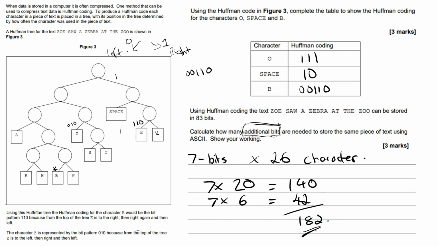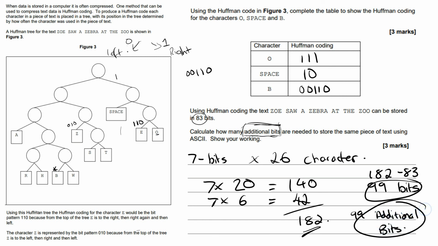And then we add those together to make 182. Okay, now going back to that question, it says how many additional bits? So we had 83 and it wants to know the additional bits, so I've got to do 182 take away 83 to give me the additional bits, so that would be 99 bits. So 99 additional bits is the correct answer, and I've shown my working as well, so I'd hope that I would get the 3 marks.